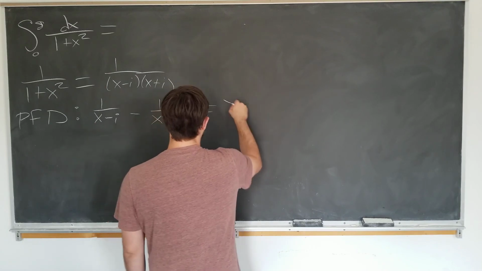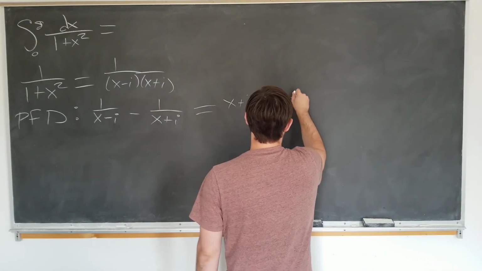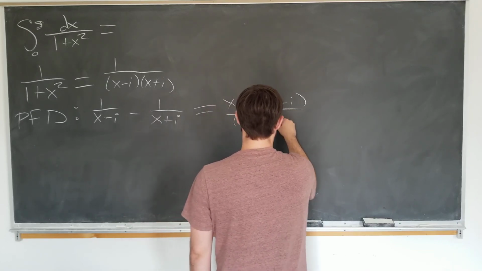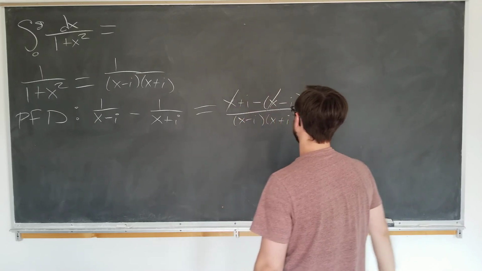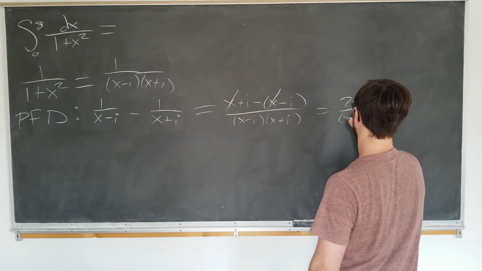If we do this, it's x plus i minus x minus i over the denominator. And we see that the x's cancel away, and we get 2i over the denominator.